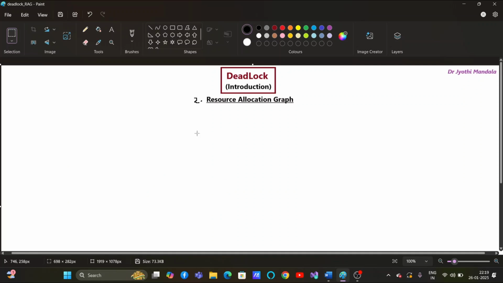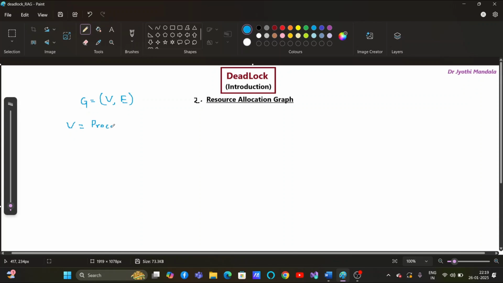You already know a graph will be represented with G. Let us consider a graph has been represented with G, and G will be having a set of vertices and a set of edges. So a graph is a collection of vertices and edges. Now, in our resource allocation graph, V is nothing but vertices, and your vertices are your processes and your resources. All your processes and resources are your vertices.